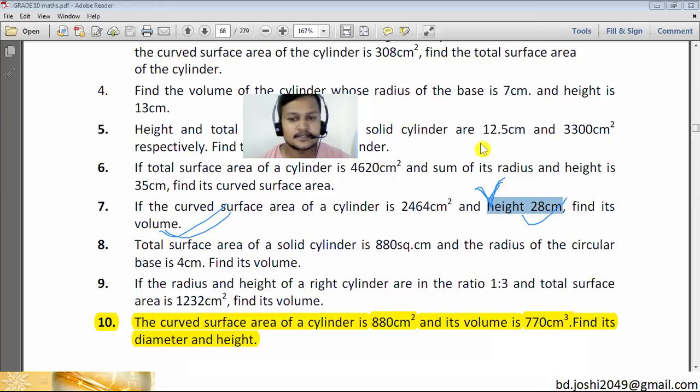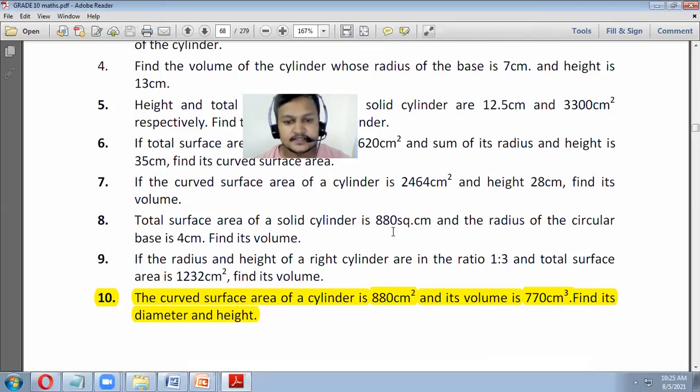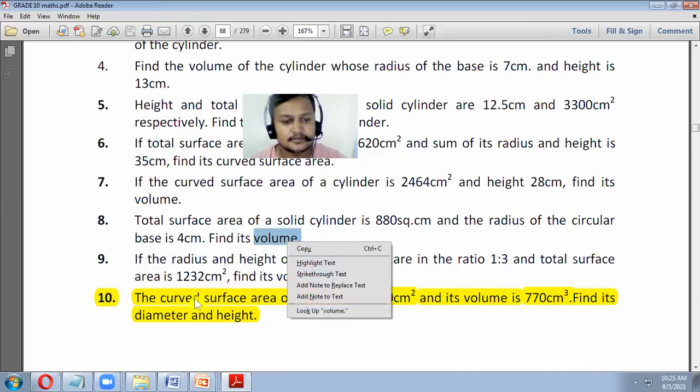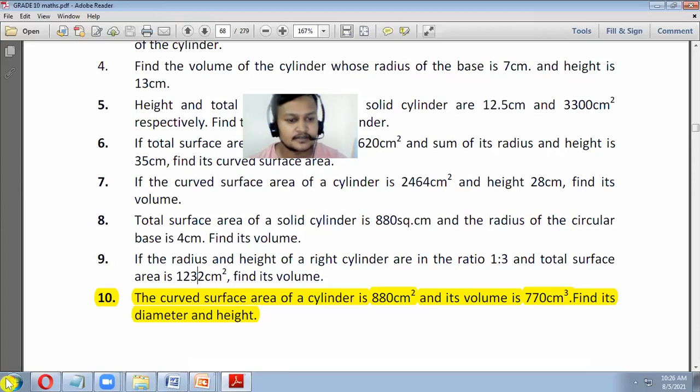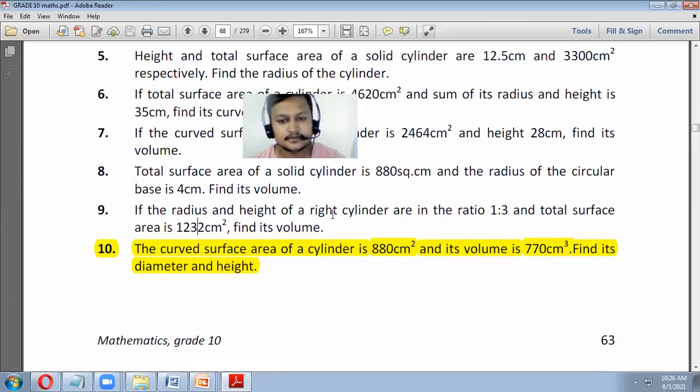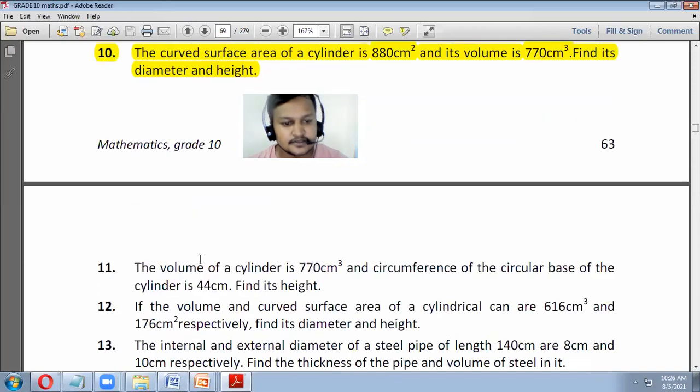So look at question number 8 after this. Total surface area of solid cylinder is 880 square centimeter and the radius of circular base is 4. Radius as well as total surface area is given. So at first by using formula of total surface area 2 pi r bracket r plus h, find out its height, and after finding height use formula of volume pi r square h and get the volume. And similarly in question number 9, we already did this one, and question number 10 also.